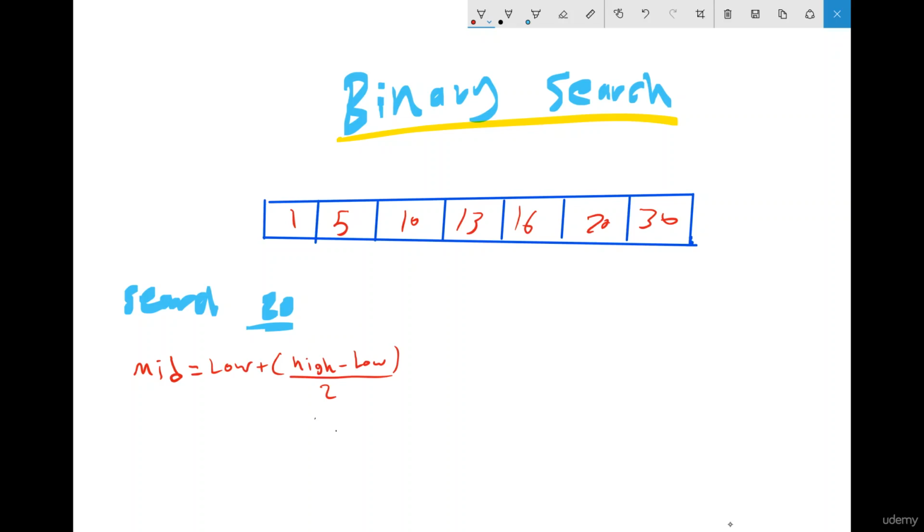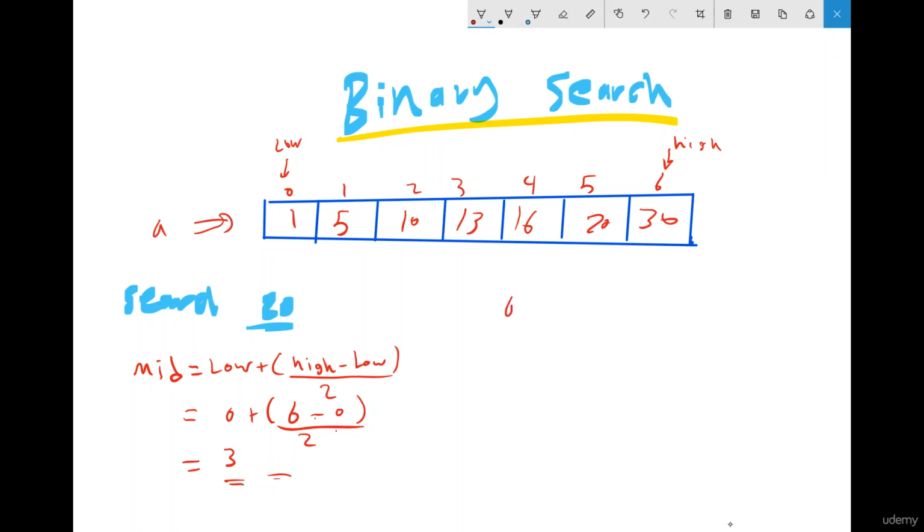If we count the indexes, we have 0, 1, 2, 3, 4, 5, 6. So the low is 0; this is low and this is high. Let me start. What's the low? 0. What's the high? 6. So 0 plus (6 minus 0) over 2. How much is the mid? 6 over 2 is 3. So now it takes index 3. Let's suppose the name of the array is A, so it will take A[3].